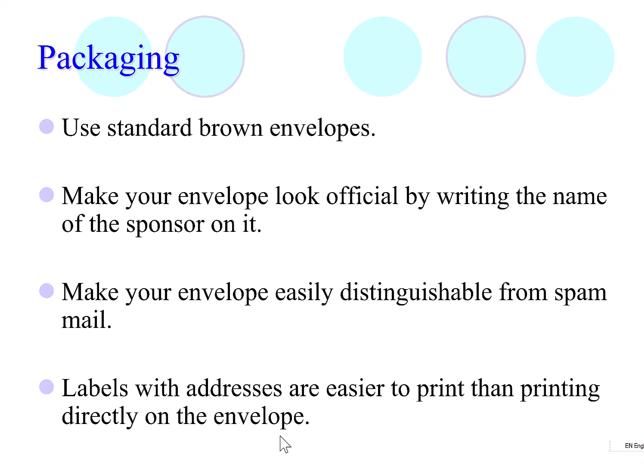For packaging, brown envelopes work well because, again, spam mailings don't use that. Never use a phrase like "open it immediately." It has to look official. So use the name of the sponsor. If there is a logo of the sponsor, put it on it. Make it clearly distinguishable from spam. And use labels, which is a bit easier than printing directly on the envelope.